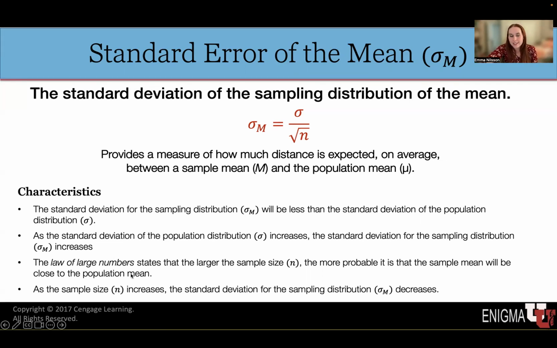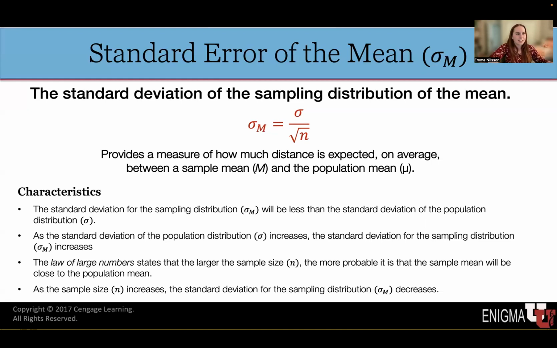This third bullet says that the law of large numbers tells us that the larger the sample size, the more probable it is that the sample mean will be close to the population mean. Basically, as the sample size increases, the sample means are going to get closer and closer and closer to the population mean, because larger sample means are going to be clustered more closely together than smaller sample means.